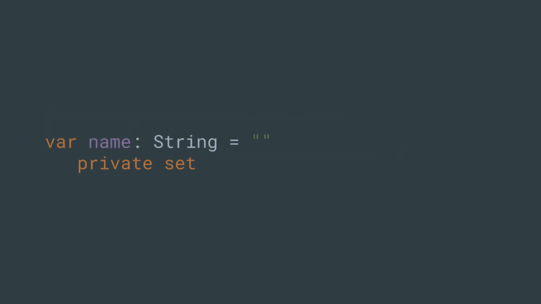You can also say that you have a mutable property but that you only want it to be mutated from within the class. This is the syntax that you have to use. You just declare the property as public, but you then say, no, the setter is private, only I can invoke the setter.